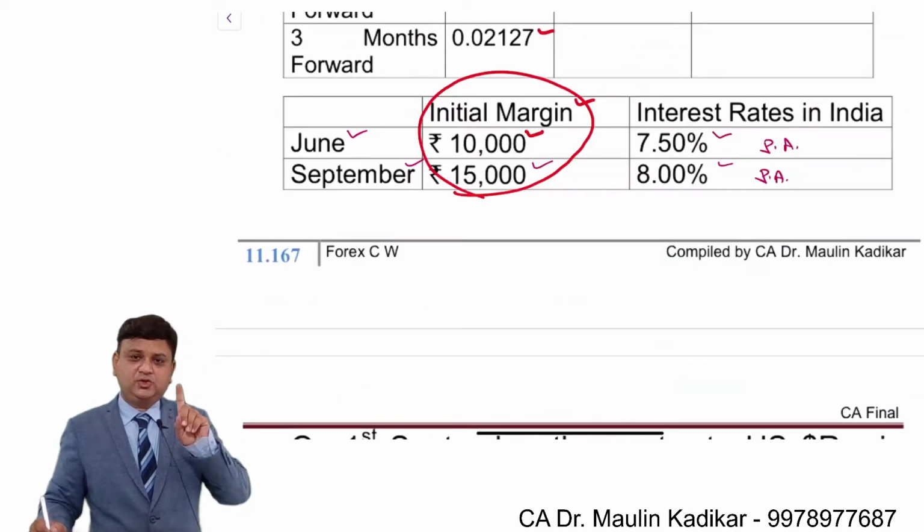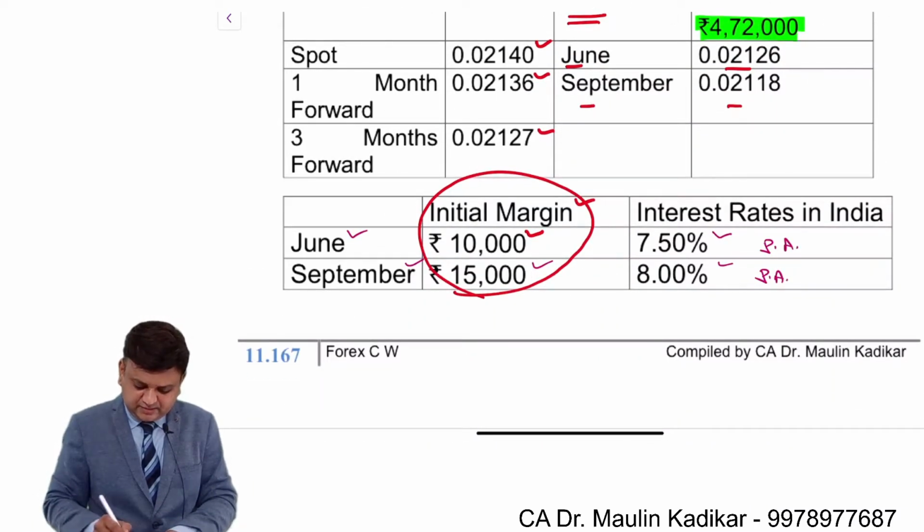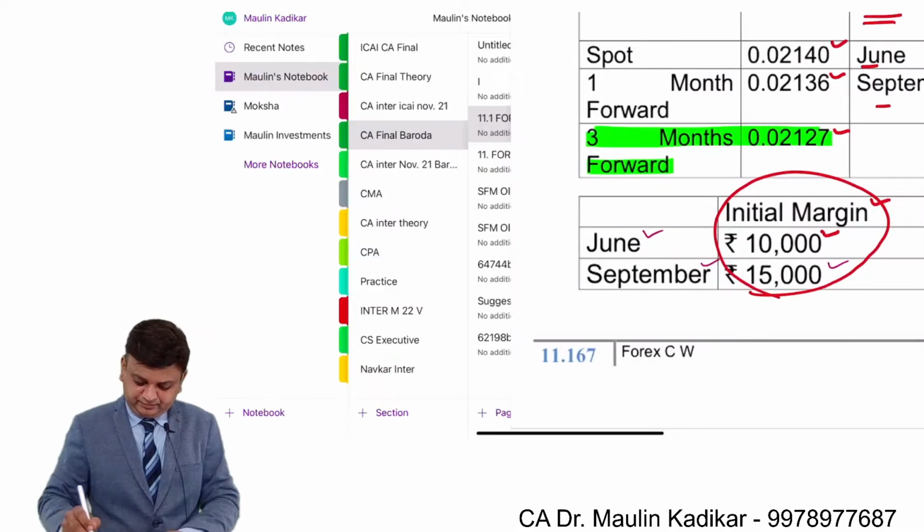We understand that it's July, August and September, so we have to focus on the 3 months forward exchange rate. It is 0.2127.